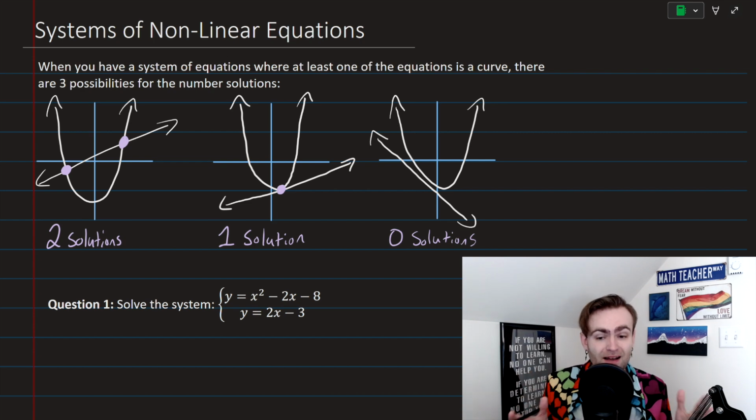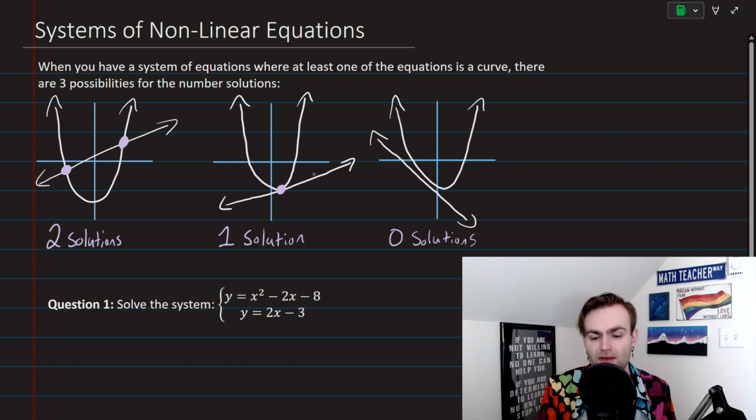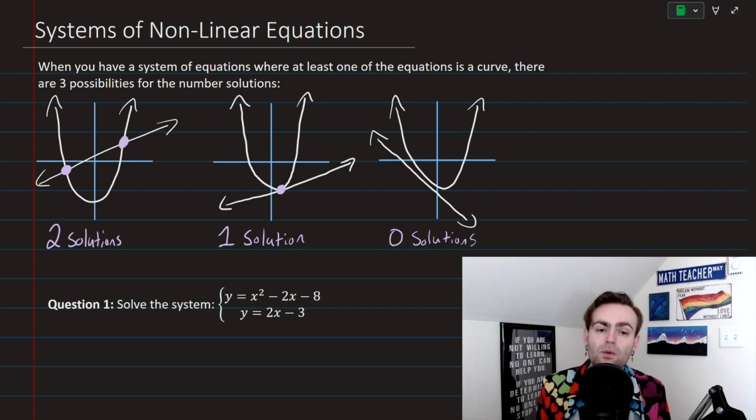With systems of nonlinear equations, we have some uniqueness because of the beautiful curves that equations that are not linear produce. For example, if we have a quadratic, we have three possibilities. We have two solutions where the line intersects a curve, or parabola, twice. We have one solution if the line intersects the quadratic once, we would say it's tangent to it. And if we have no intersection at all, which can happen quite often, actually.